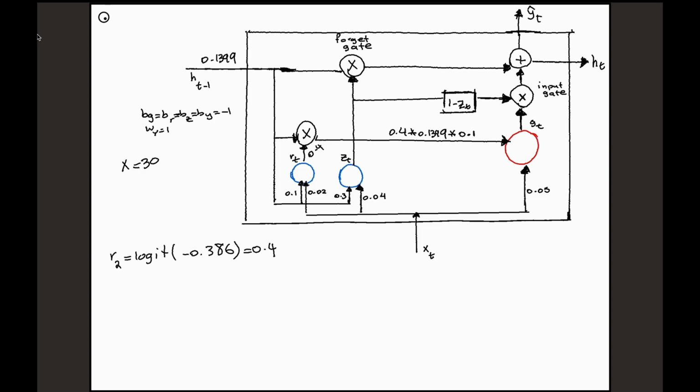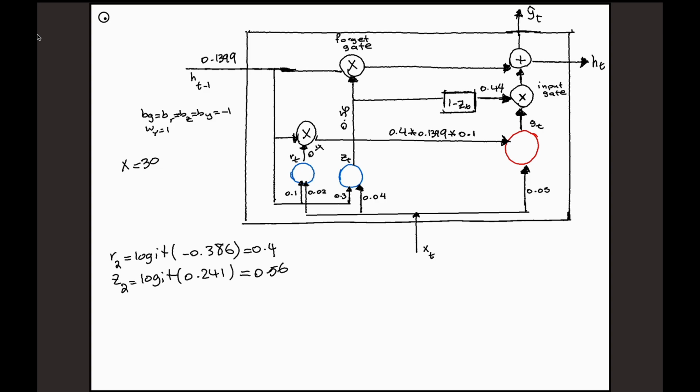So now let's look at Z2. That will be logit of 0.241. That would be 0.56. That is saying to keep 0.56 of the old memory and now use 0.44, which is 1 minus that, of whatever G is creating for us.